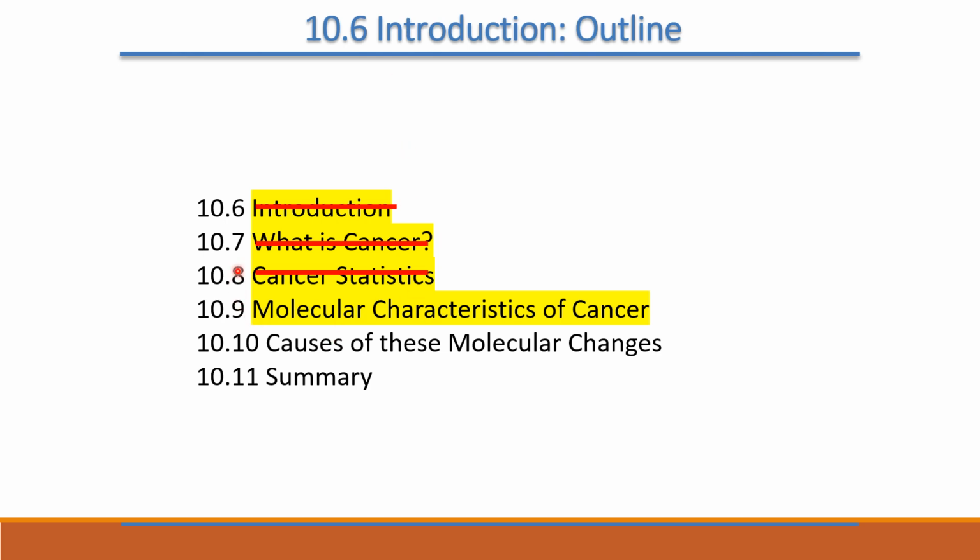Okay, so we already talked about what cancer is and the statistics. You already analyzed in the last figure that age and cancer are related, and you know that is because of the accumulation of mutations.